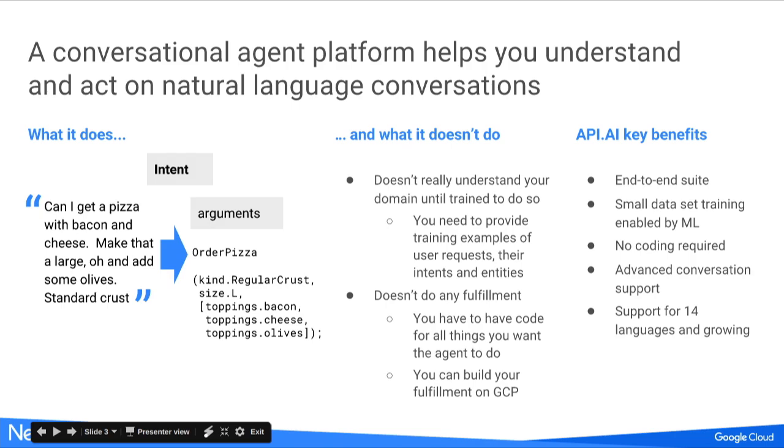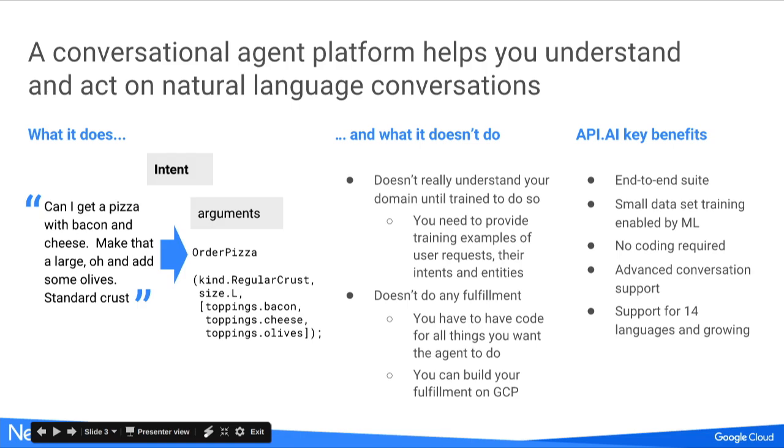What it doesn't do is, it doesn't really understand your domain and your vertical until you actually teach it and train it. You can give training examples that explain exactly what to do. And it also doesn't do any fulfillment. It's not actually going to bake a pizza and deliver it for you, unfortunately. That would be nice.